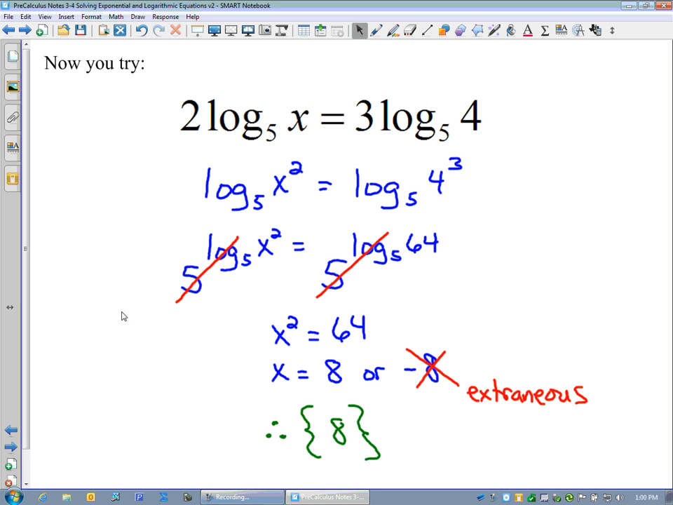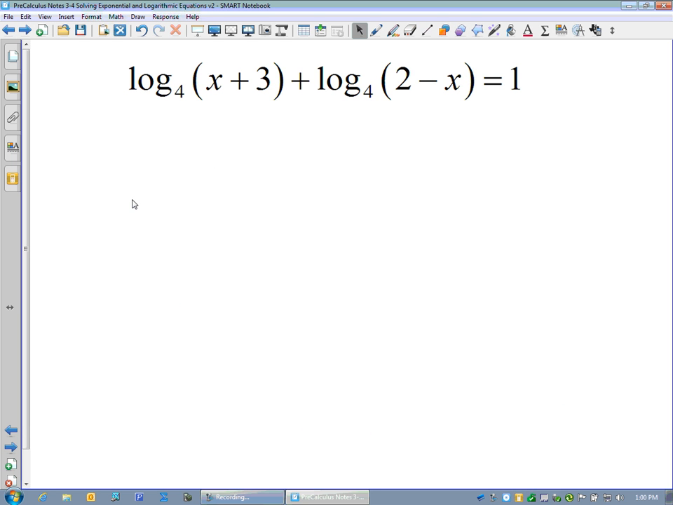All right, now sometimes you have to do a little more work in order to get to log equals log or log equals number. Remember, those are our goals, is to get one of those two, then we can exponentiate. So let's take a look at this problem. Here I have log, log, and number. So I can either have log equals log or log equals number.